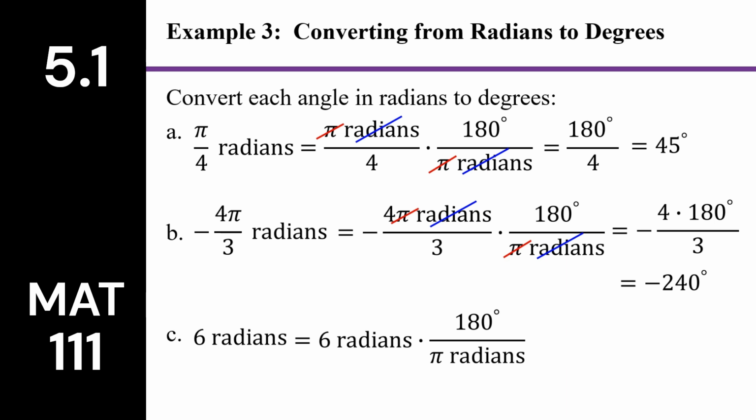Finally, the 6 radians, you can think of it as 6 radians over 1. It doesn't have a pi in it, so when you go to cancel, only the radians cancel, giving us this. And then typically we'll approximate that using the pi button on our calculator, which comes out to about 343.8 degrees.